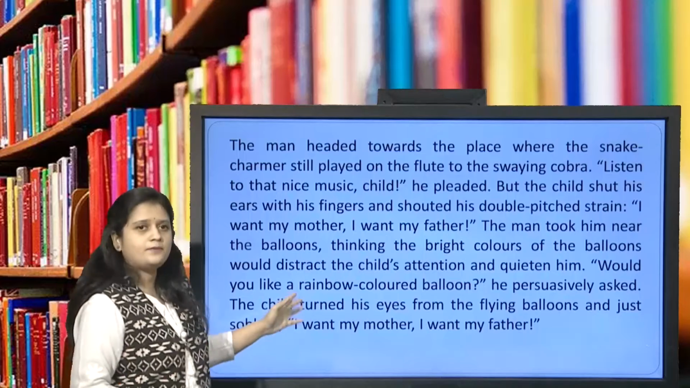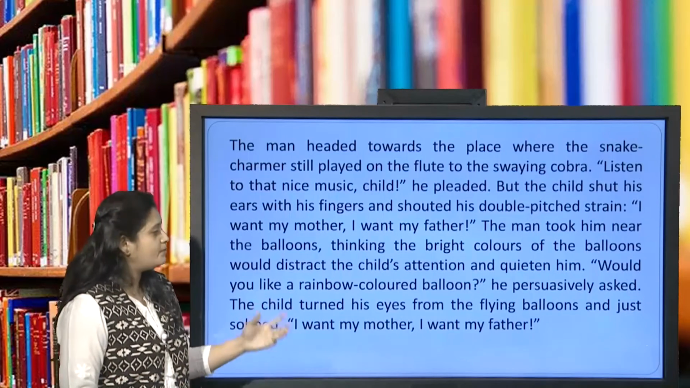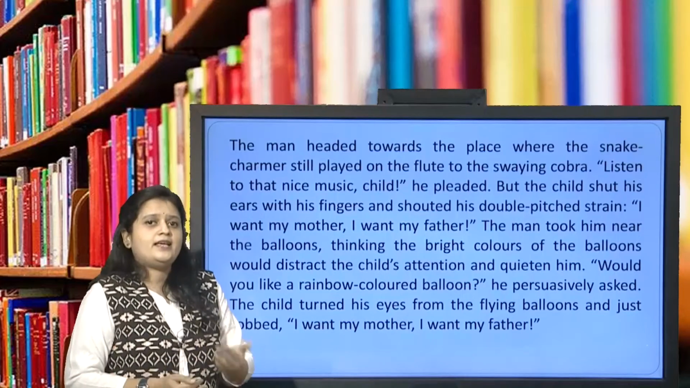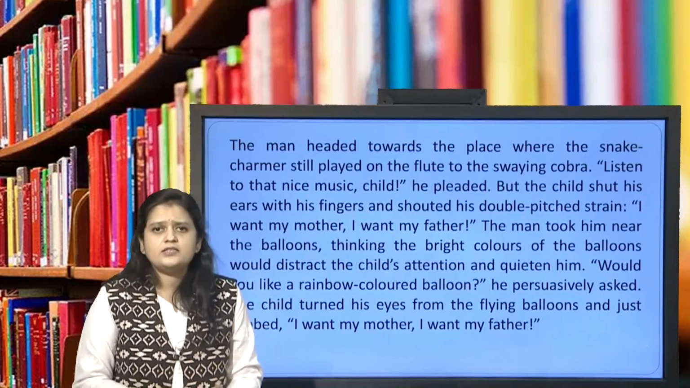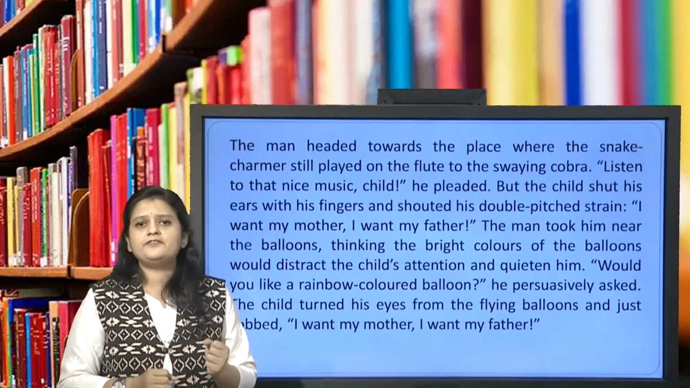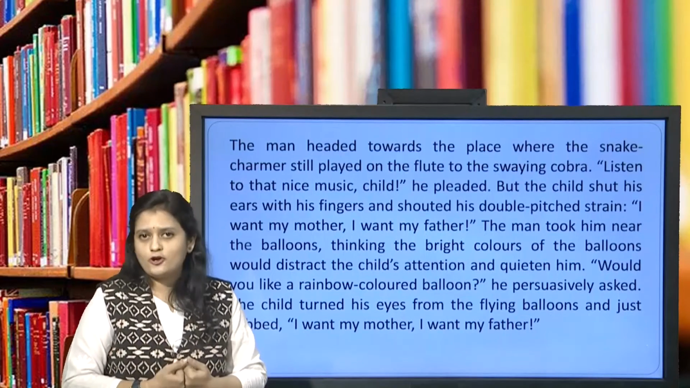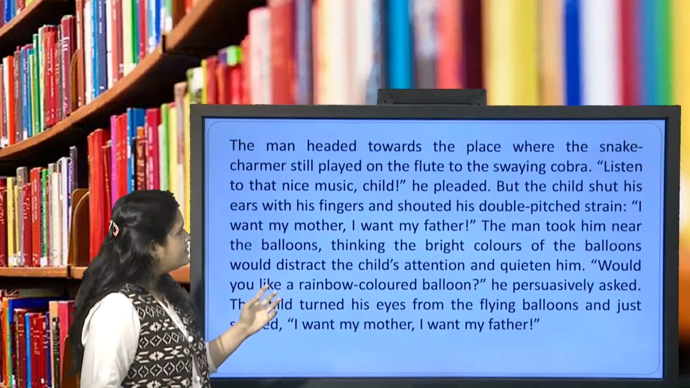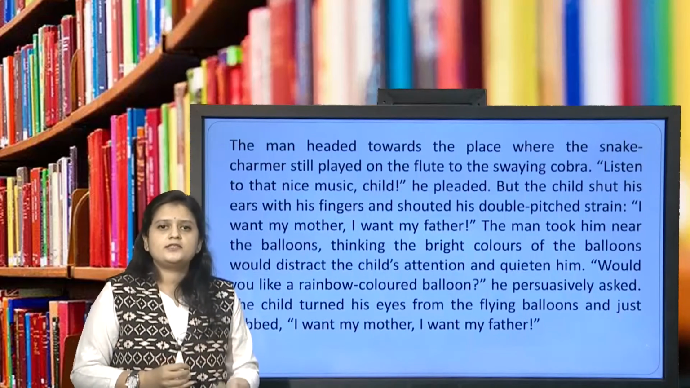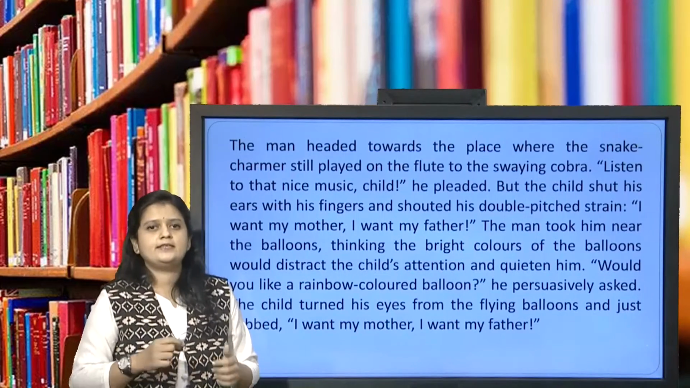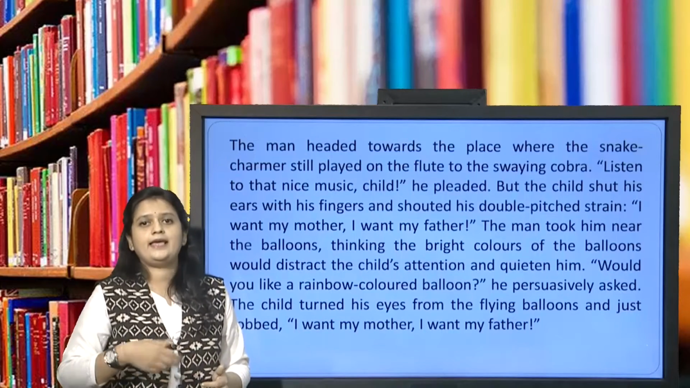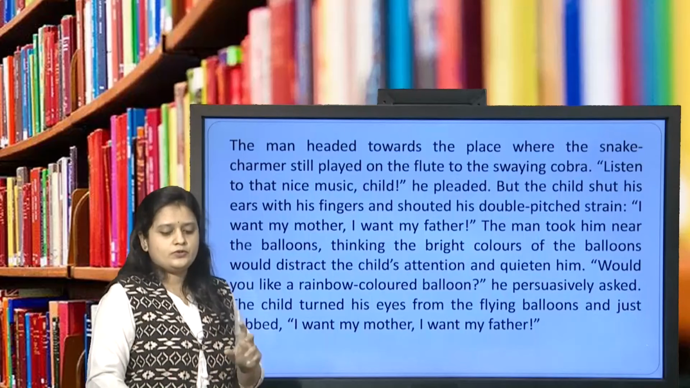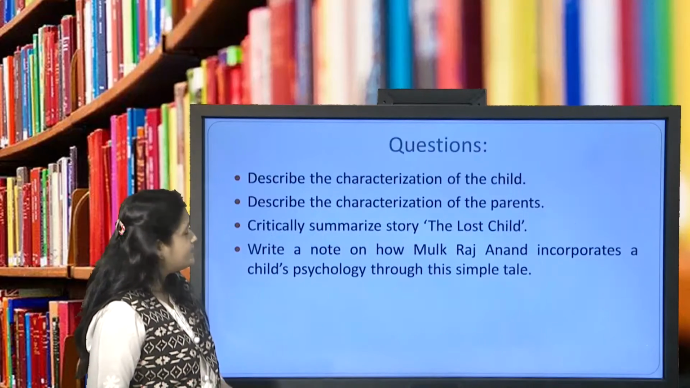We feel that the story has abruptly ended with this, I want my father, I want my mother, leaving us, the readers, with that feeling that, oh my God, the child is lost and what would happen next. So this mixed feeling leaves us with a concern for the child. It leaves us sympathizing as well as empathizing with the child's situation. So this is what Mulk Raj Anand has written.